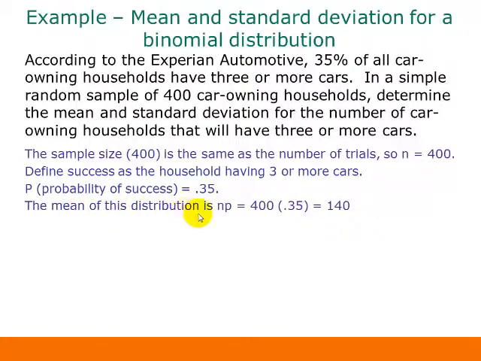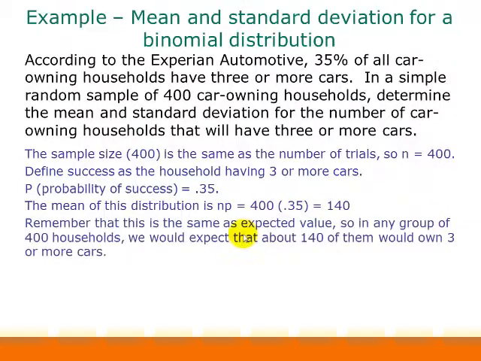So we can calculate the mean or the expected value for this distribution. It's just n times p, or 400 times 0.35, and that gives us 140. This is the same as the expected value, so in any group of 400 households, we would expect that about 140 of them would own 3 or more cars. Now that's a little bit misleading because if we picked out several different samples of 400 households, that doesn't mean that necessarily any of them would have exactly 140 successes.